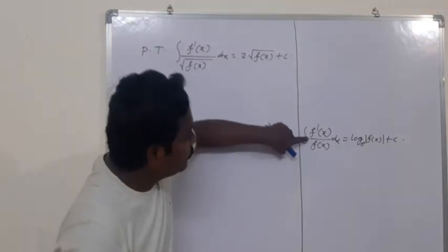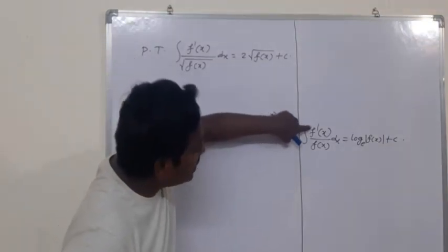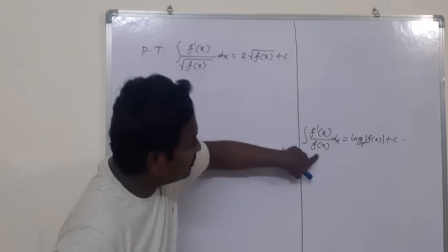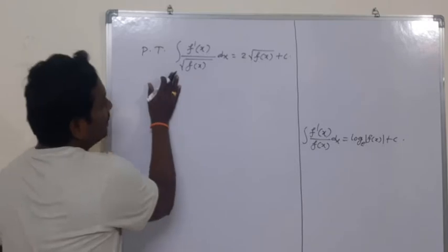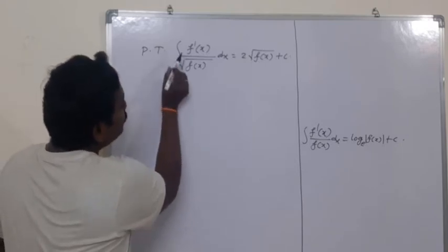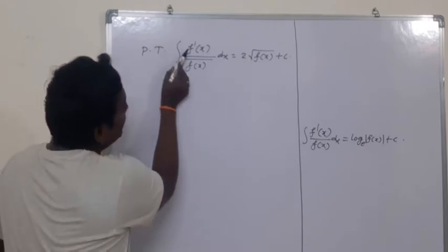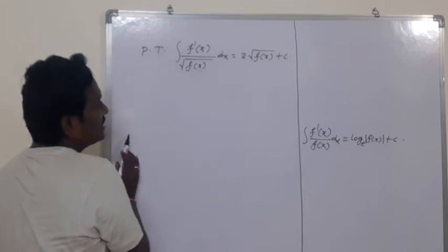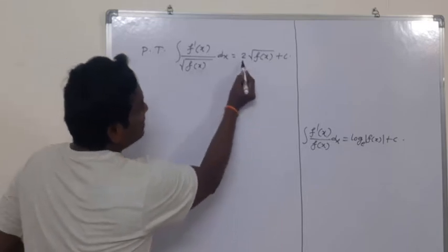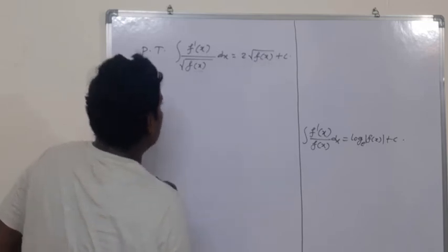Here the numerator is the derivative of the denominator. In this case you will get this formula. But see this formula. Here also the numerator is the derivative of the internal term of the denominator, which is f of x. In this case the answer becomes 2 root over f of x plus c.